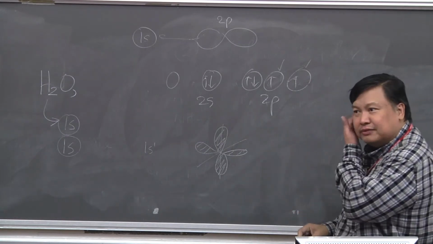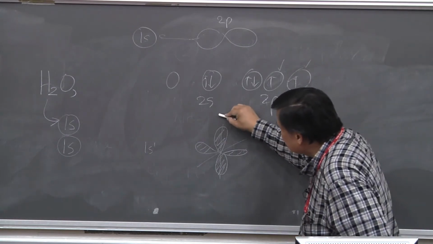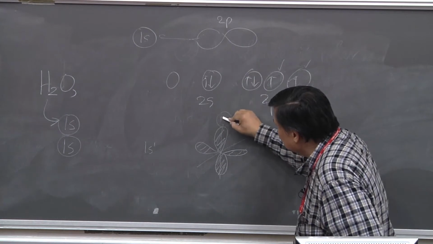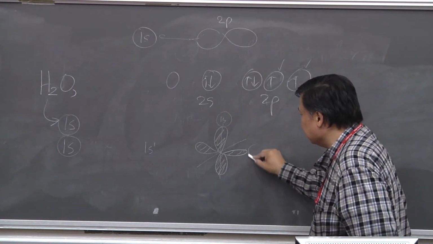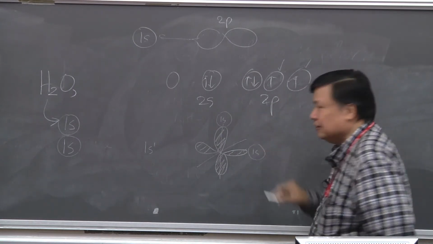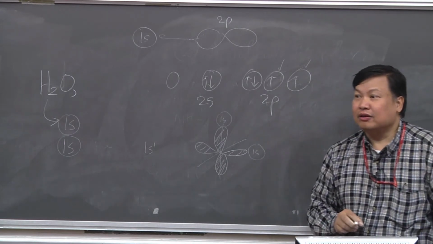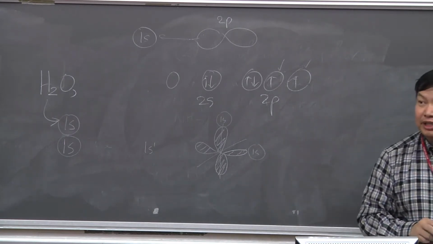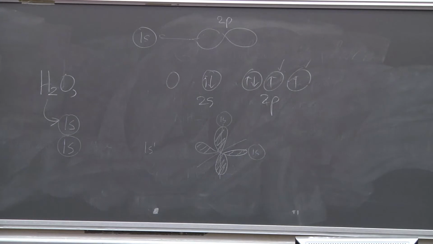So where do you think the 1s were going to go? One of the 1s will go here, and the other 1s will go here. And that's supposed to be the overlap for H2O. But what's the problem? Do you have a problem with that? They're too close.